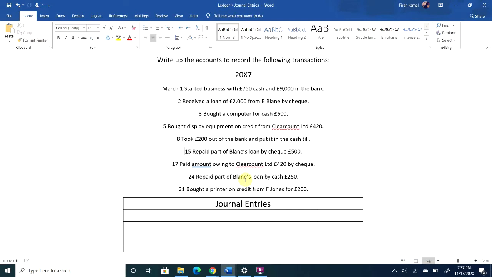Do check them. So in today's video, we are just going to do an exercise. Alright, so let's get started. Write up the accounts to record the following transactions. We have to make journal entries and ledger accounts with these transactions.